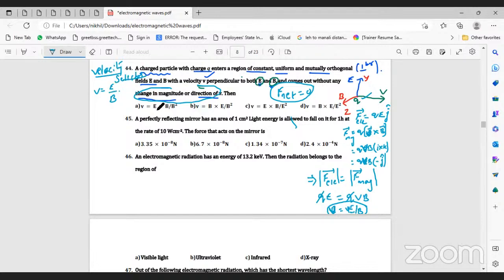But the options are not given in terms of E by B. You can multiply and divide by B. So E into B, that is E cross B divided by B squared. Multiply and divide by B.